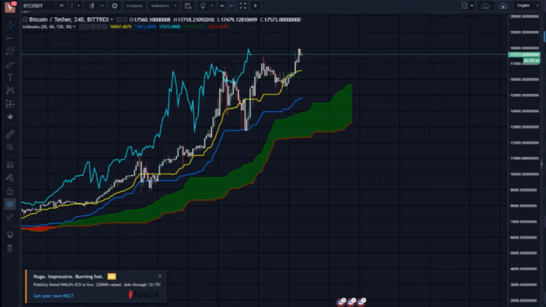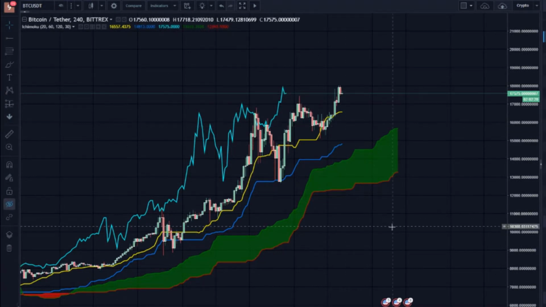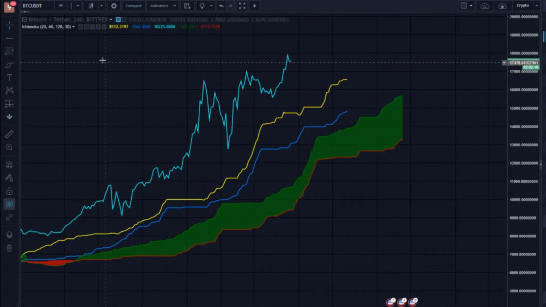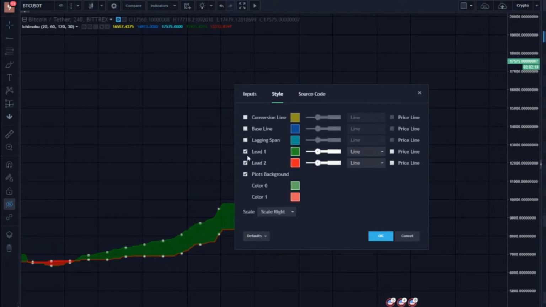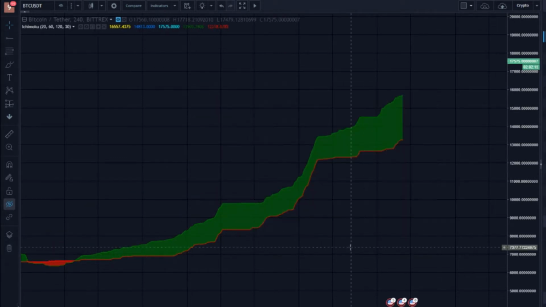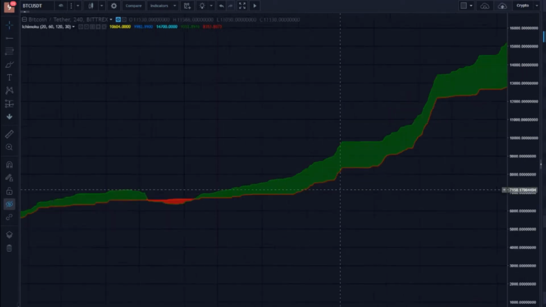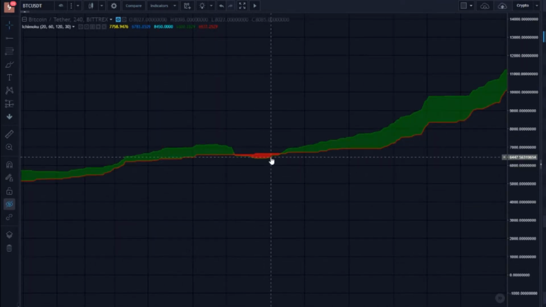So let's get started. All right, the first thing I want to cover is the cloud itself. I'm going to turn off everything except those two lines, which, if you remember, are Chikou Span A and Chikou Span B. Whenever A is above B, you see it gives this green fill, or whatever fill you have on your chart. And when A is below B, it gives the red fill.